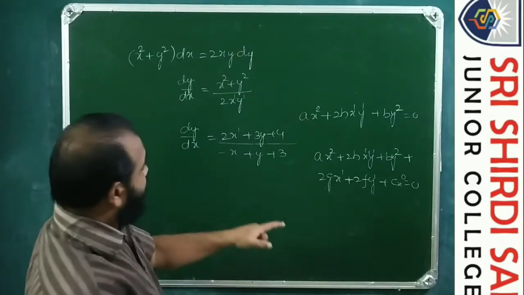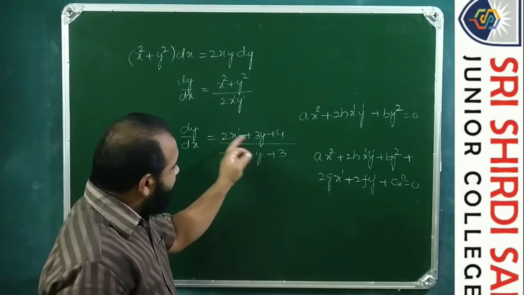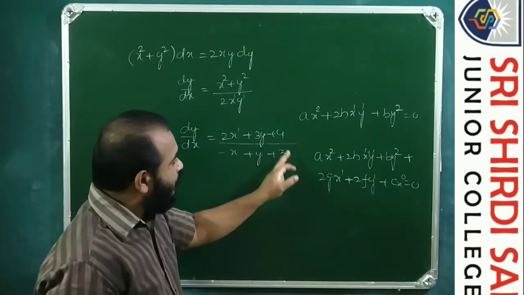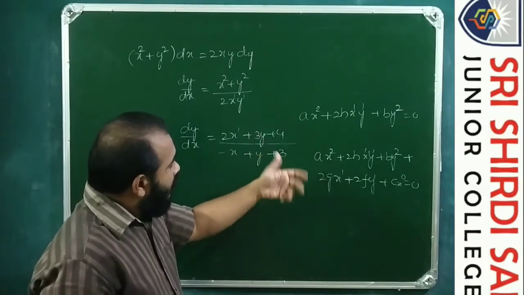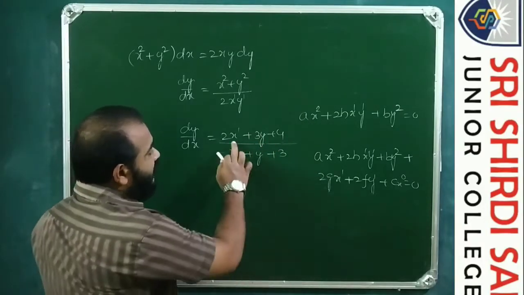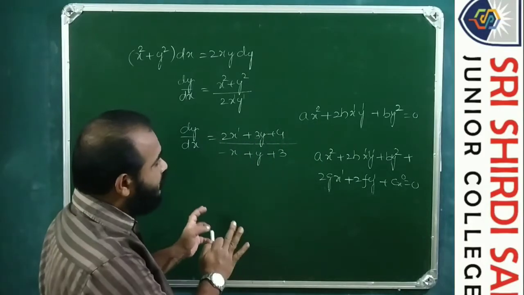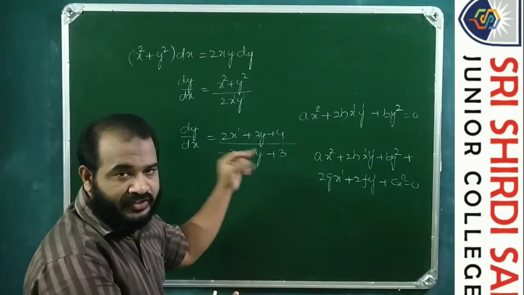Okay, but here, apart from having x and y, there is a constant that exists both on the numerator as well as the denominator. So then this is a non-homogeneous equation obviously. So we have to proceed through the process of the non-homogeneous differential equation.